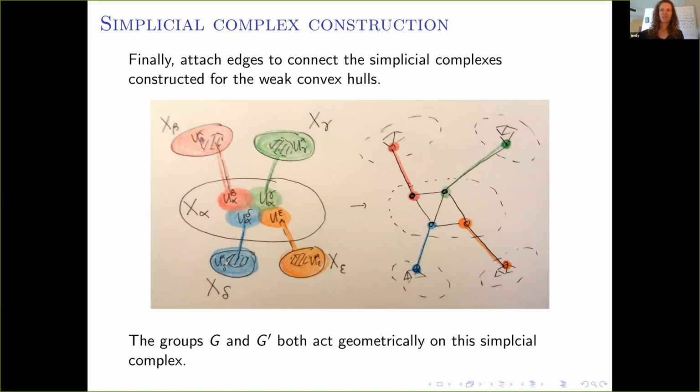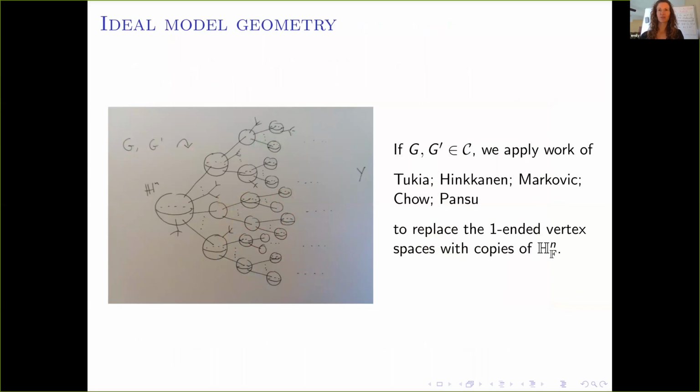Okay, so that's how we build a free product. That's how we build a simplicial complex for infinite-ended hyperbolic groups. And in our special case, we want to obtain this ideal model geometry. And so if we have free products of hyperbolic manifold groups, then we apply the work of Tukia, Hinkkanen, Markovic, Chow, and Pansu, depending on the rank 1 symmetric space, to replace these one-ended vertex spaces equivariantly with copies of some hyperbolic space.